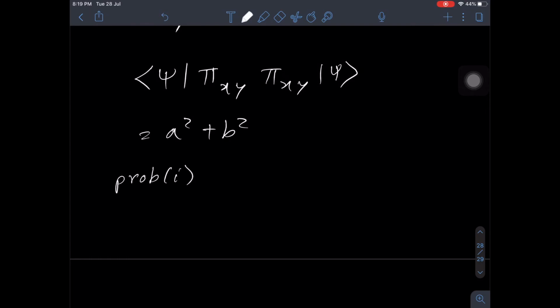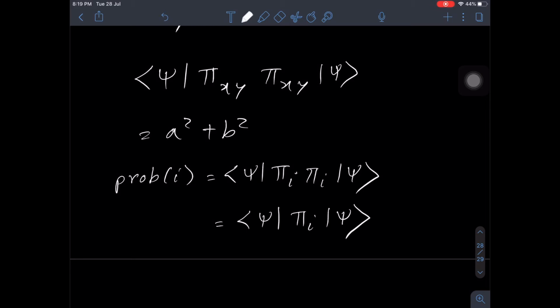Probability of I is equal to, then my collapsed vector was this, so I want to take the conjugate, and then I'm calculating the norm here, right? But by definition, I know that pi I square is just pi I because it's a projection operator. So what you get is just psi pi I psi. All right, so this is the probability.